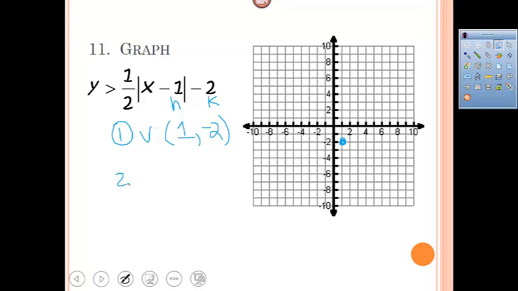Now I have my slope, or I can also say my right-hand behavior, since my a is positive. It's 1/2, so that means right-hand behavior is going to go up. So that means this is going to look like a V. Third thing, you want to make sure that you have your slope of your right side. So your slope is 1/2. That means from here you're going to go up 1 to the right 2 and continue this on.